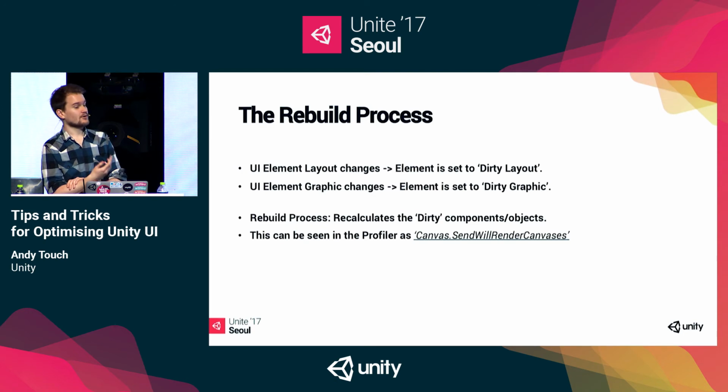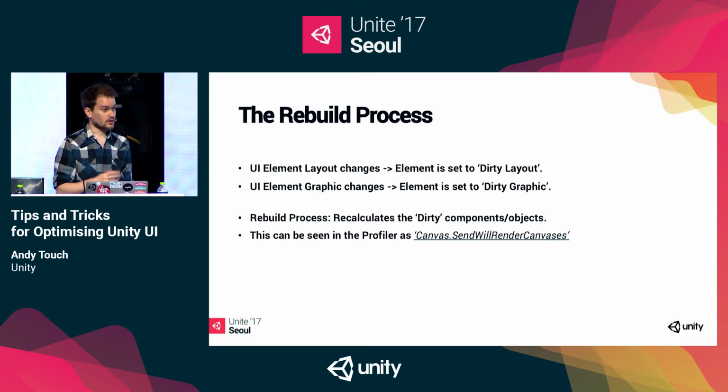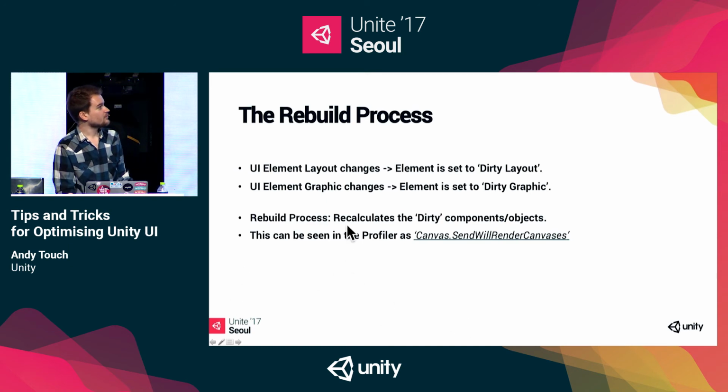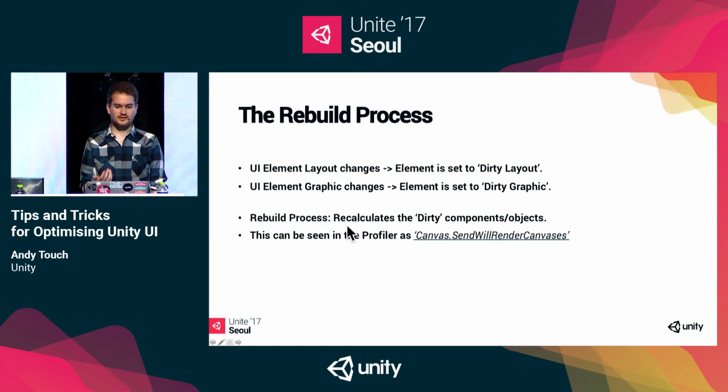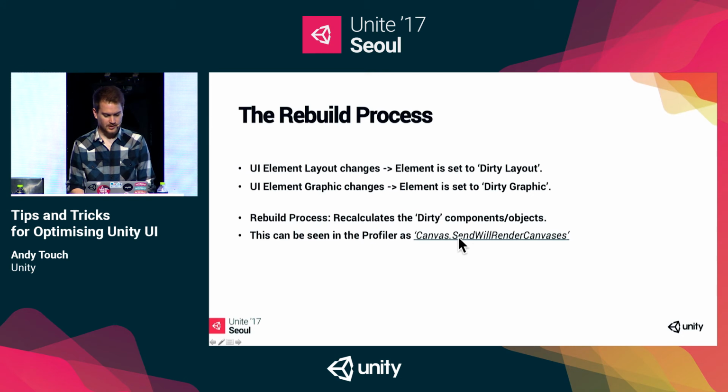So if your UI element layout changes, so this is an element being affected by a layout component, and it changes in some way, then this will set the element to be dirty. And if a graphic changes, such as changing color or material or an image, then this will set it to be dirty. This will then send these to the rebuild process, which recalculates the dirty components and objects. And if you've looked at the profiler, you've often seen this under Canvas.SendWillRenderCanvases. And this is the process for the rebuilding of the canvas.